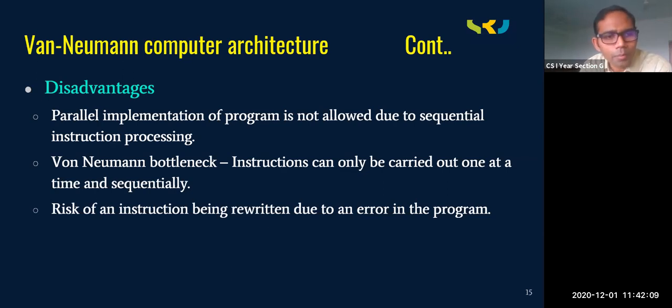Then, von Neumann bottleneck: instructions can only be carried out one at a time and sequentially, the same thing. This is also called the von Neumann bottleneck. Bottleneck in the sense what?